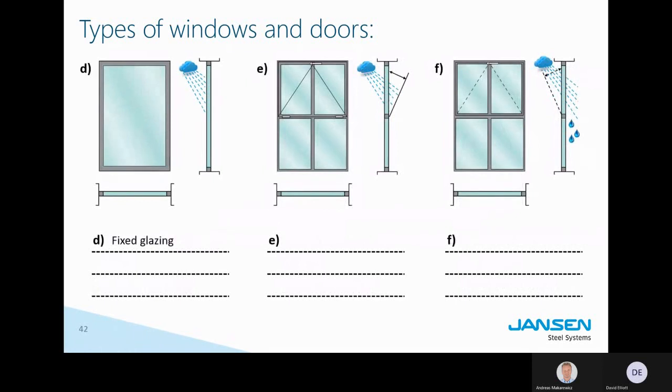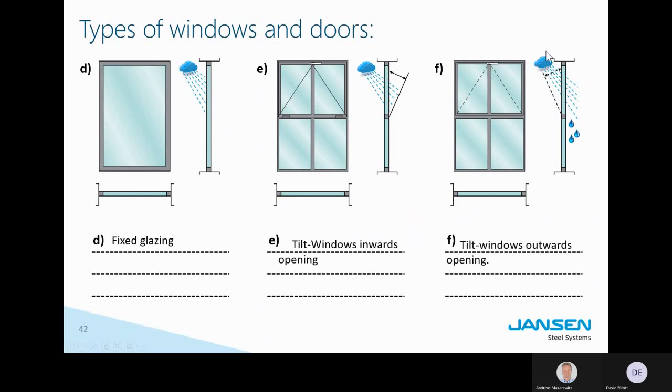Fixed glazing, we talked about this, no opening possibilities. Facade section, facade element, or just a fixed window. Tilt window only, inwards opening. This is what you see here. Oftentimes these are the skylights or top lights on top of a facade element or a fixed element, just for ventilation purposes. Same thing here, opening to the outside.